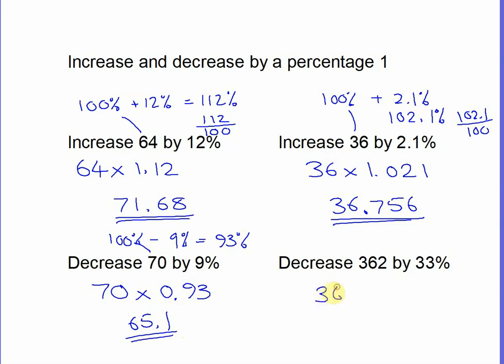Okay, so 362 decreased by 33%. So if we're taking 33% off, we're going to have 67% left. Okay, so if we times by 0.67, we will find 67%. Okay, that's what we want. So 362 times 0.67, which is £242.54.